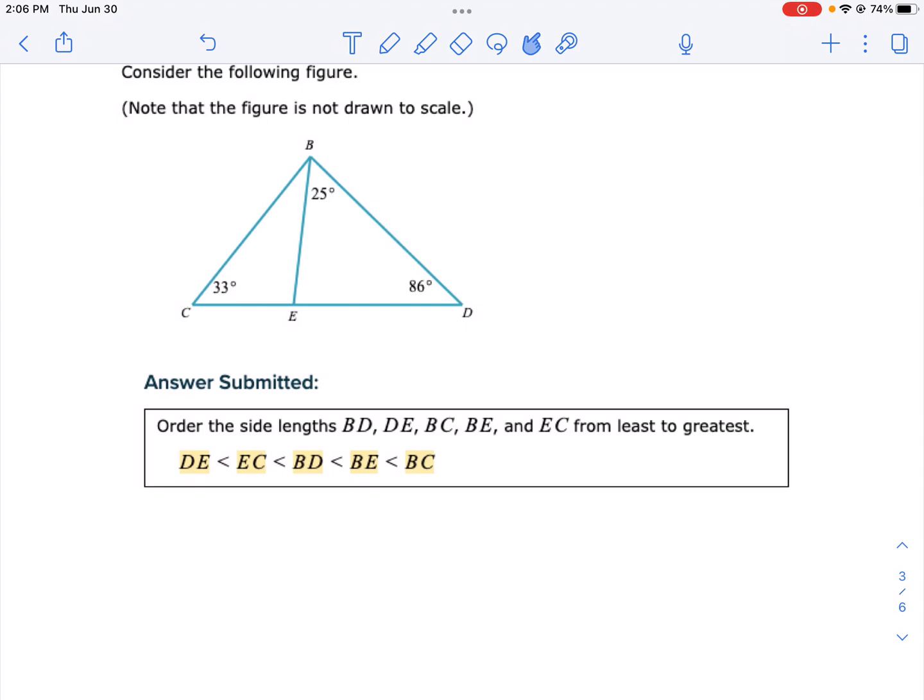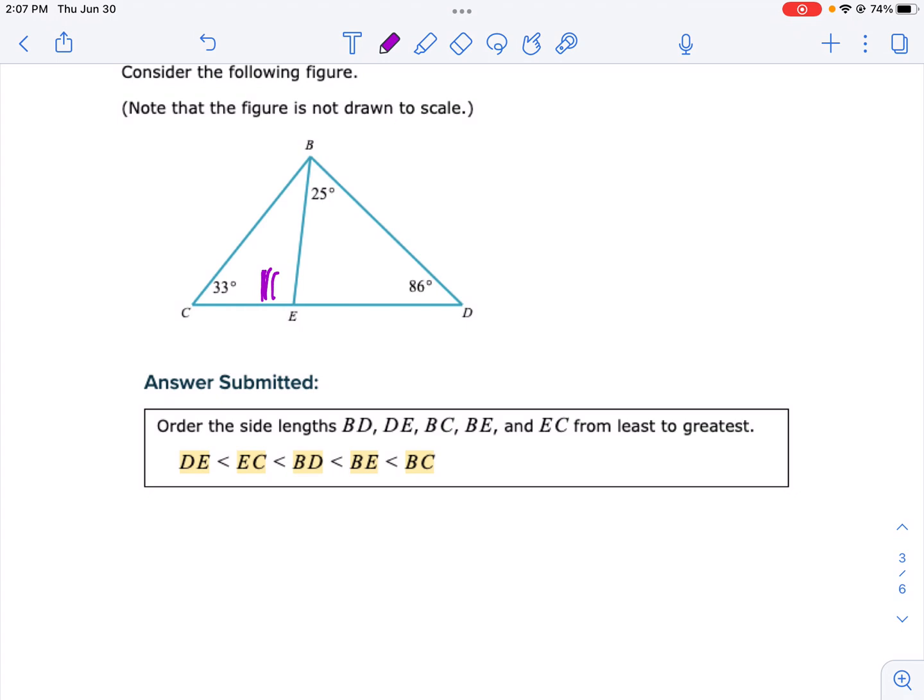Here we have, in this next problem, this triangle. What I suggest you do first off, let's fill in the angles of our triangle so we can figure out what angles we have. Now, we're going to use the fact that there's 180 degrees in a triangle. We're also going to use the fact that an exterior angle is equal to the sum of the two remote interior angles. So if I take 86 plus 25, I get 111. That is going to be angle BEC.